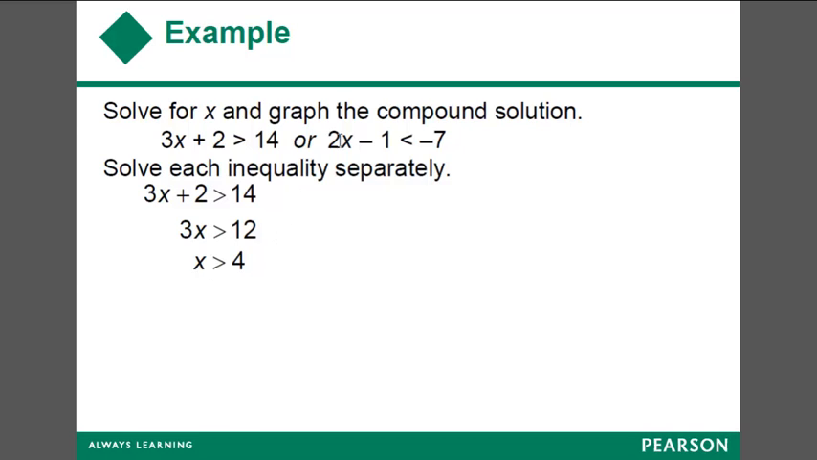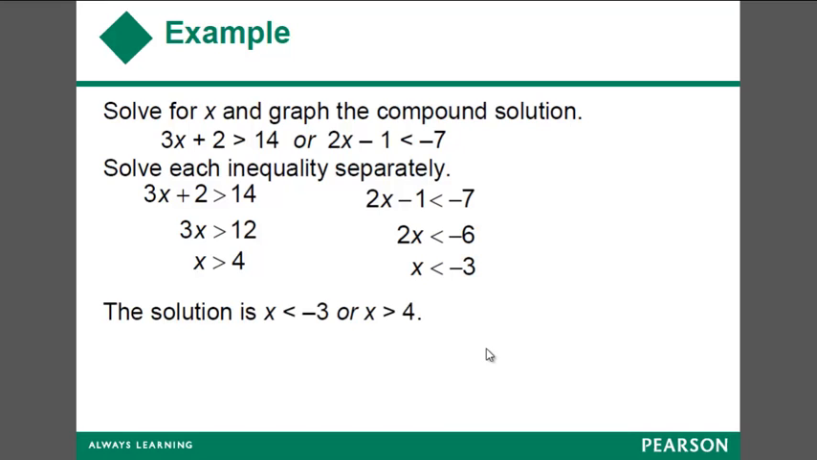Now let's solve the other inequality. 2x minus 1 is less than -7. I need to add 1 to both sides, and I get 2x is less than -6. I'm going to divide by a positive 2, and I get x is less than -3.